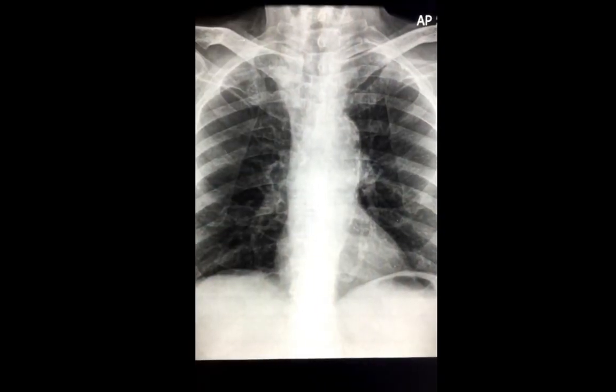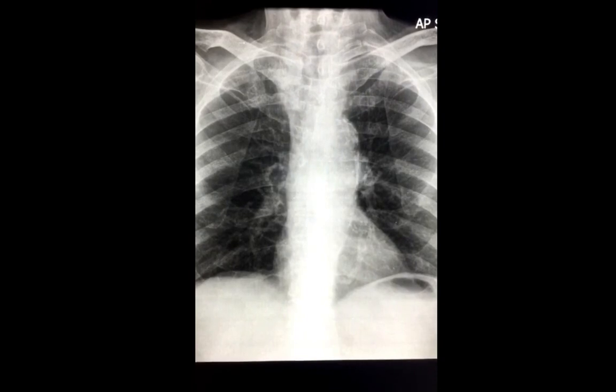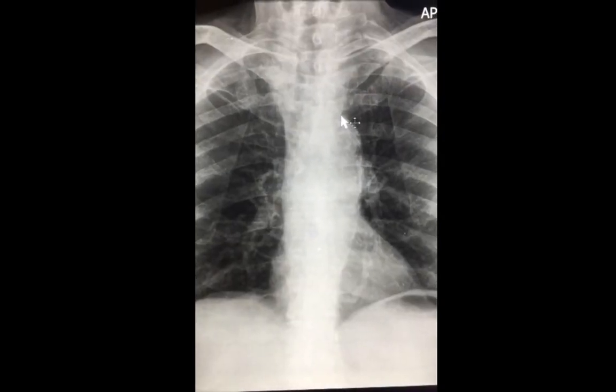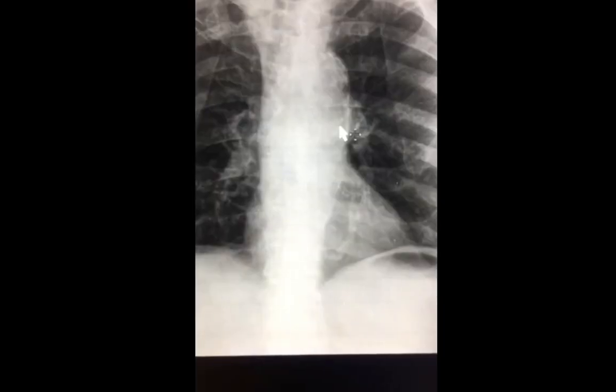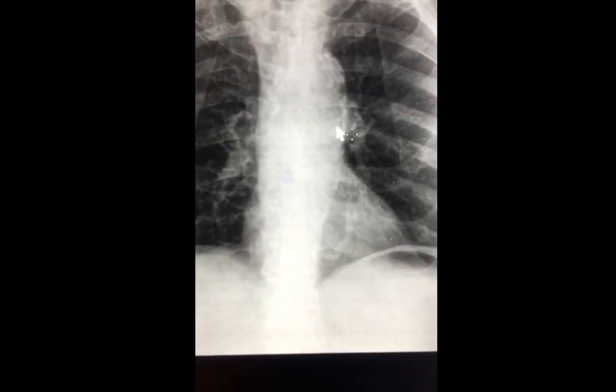This is a quick case to show a specific finding. There are no obvious lung abnormalities and there are atherosclerotic calcific changes of the aorta. The reason I'm showing this case is to concentrate on this finding.